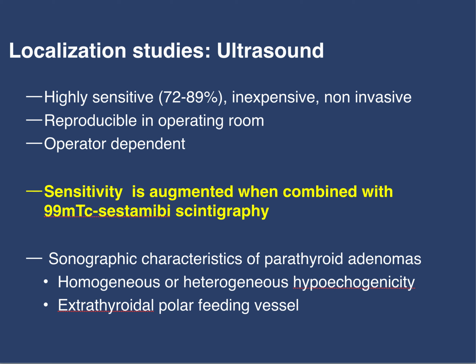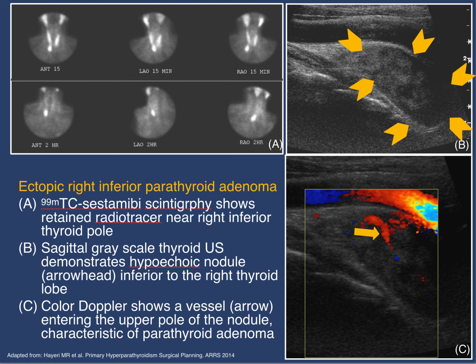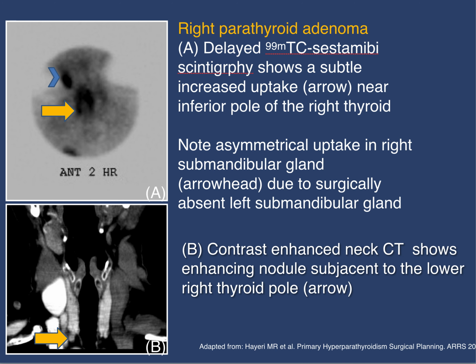Typically, we would start with sestamibi, and from the nuclear medicine department, after the initial images, we would send the patient to ultrasound, attempt to localize the suspected location, and then send them back to nuclear medicine to confirm. So I find ultrasound and sestamibi scans to be pretty additive, and they tend to work very well together. Again, this is another example of parathyroid adenoma localized in both ultrasound and sestamibi scan.